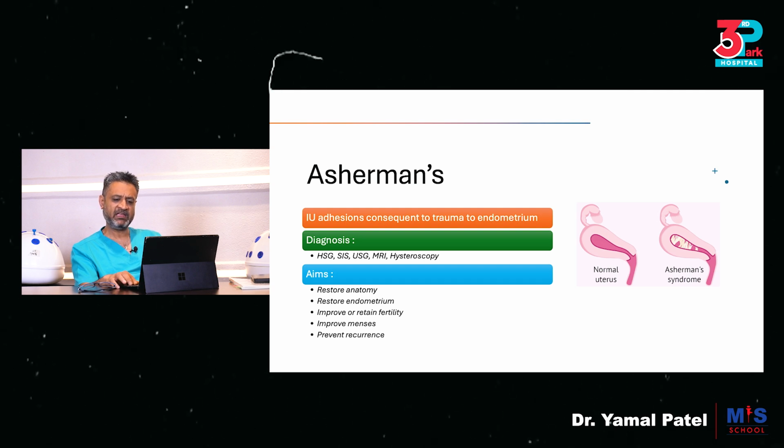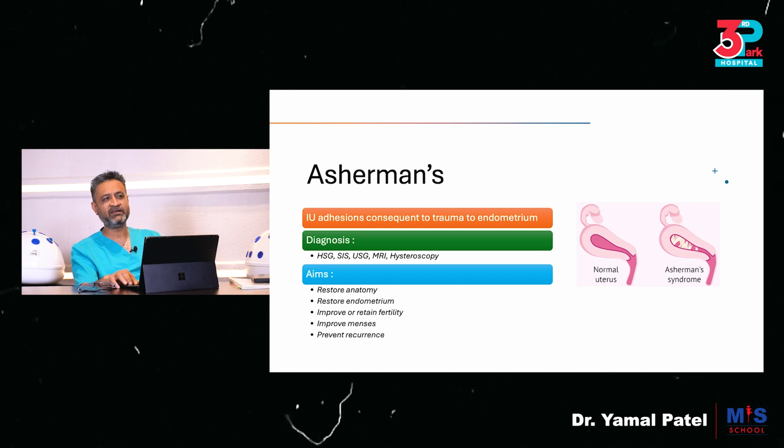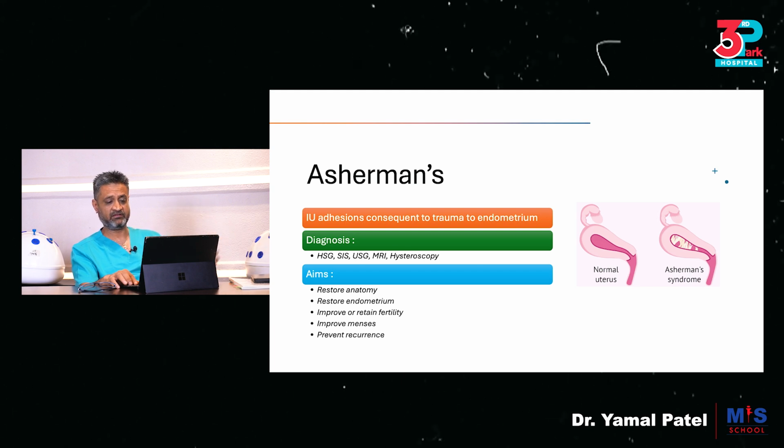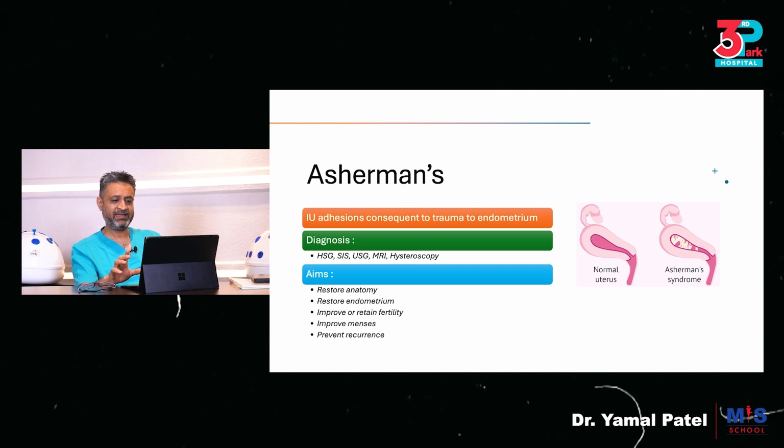What are our aims in an Asherman's procedure? Number one, it is to restore anatomy, to restore the endometrium to become functional and grow again and have periods, to improve or retain fertility, to improve menses, because most of these women would actually have hypomenorrhea with reduction in flow to almost no periods. So very scanty flows, and you want to improve the menses.